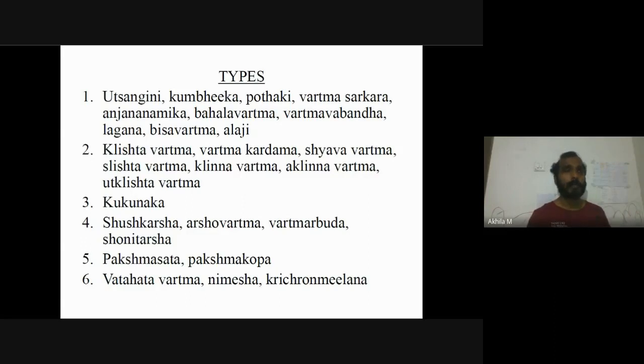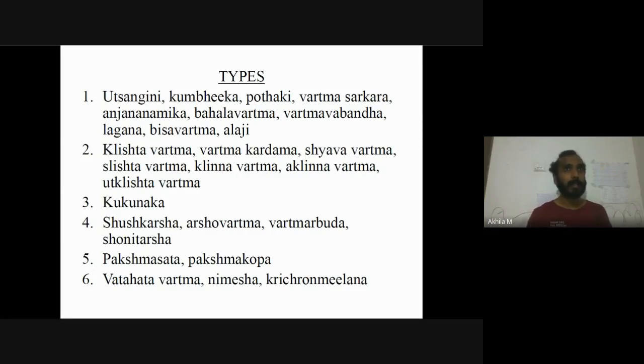And some Pakshma related diseases are there. Pakshma Shada, Pakshma Gopa, or Pakshma Upirota. Pakshma Shada means the cilia are falling off. Pakshma Gopa or Pakshma Upirota, that is an important disease. So these can also be grouped together, the diseases that are related to the Pakshma, Pakshma Shada and Pakshma Kopa.